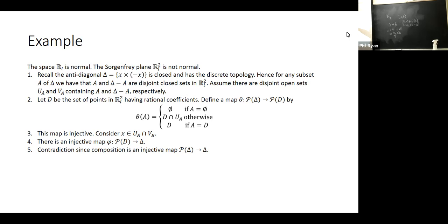But then we just compose those two maps together, and that gives us an injection from the power set of the anti-diagonal to the anti-diagonal. And we know that such a thing cannot exist. Okay, so that was a different kind of proof, based basically on cardinality.